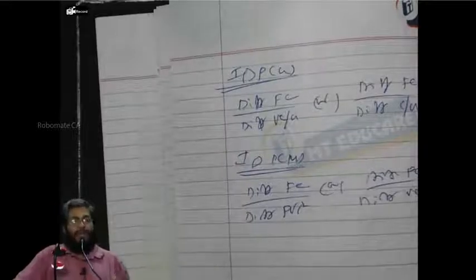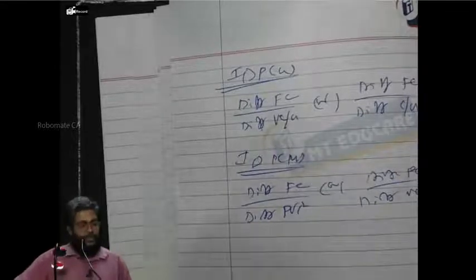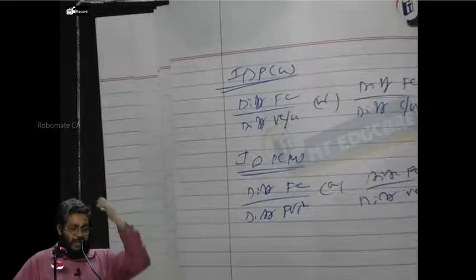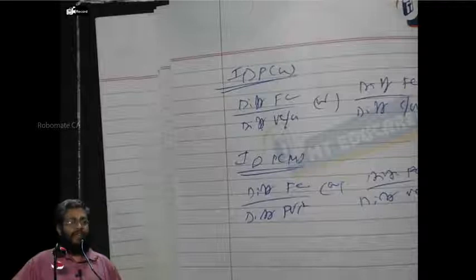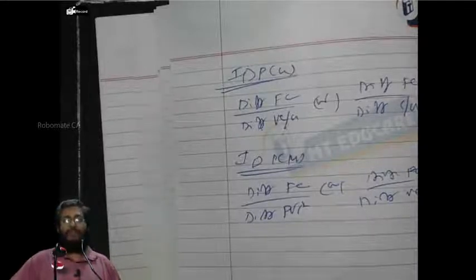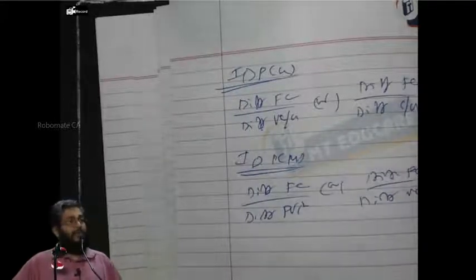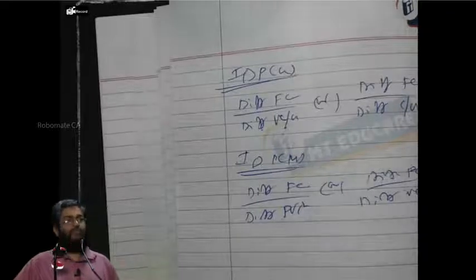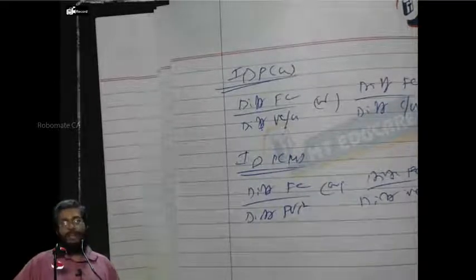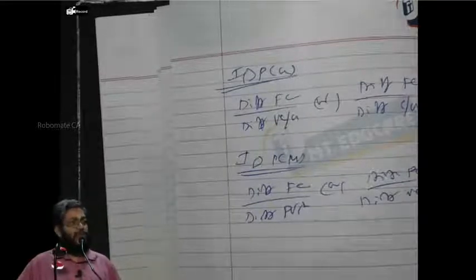Point number 1. Concept of indifference point will arise when we have two options. Branch it into two. Option 1, option 2.